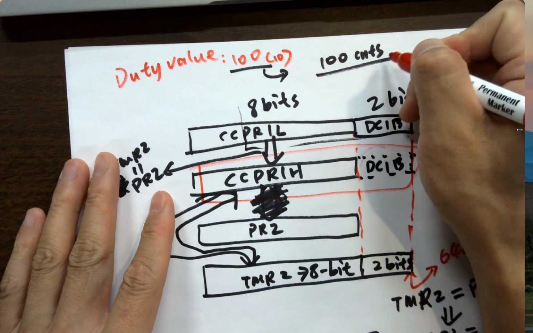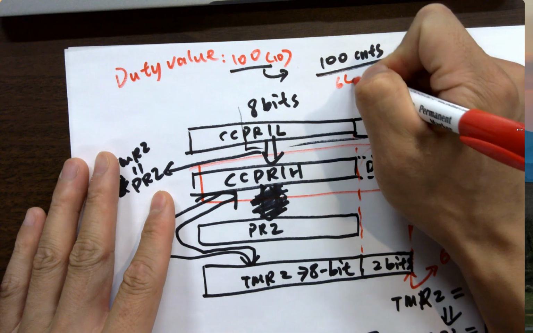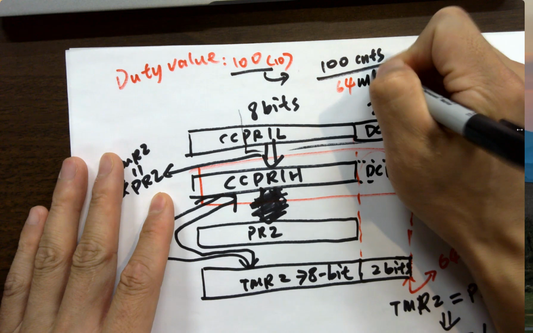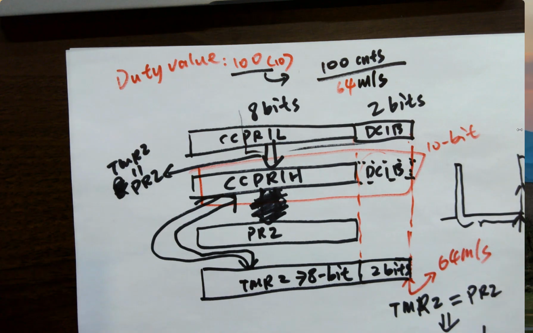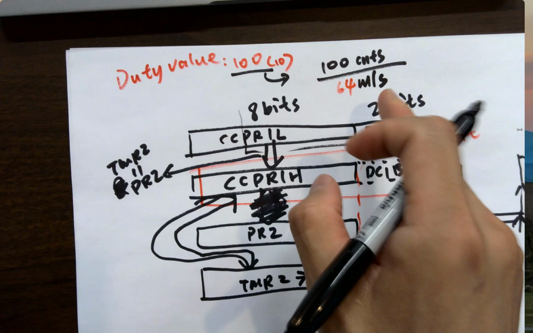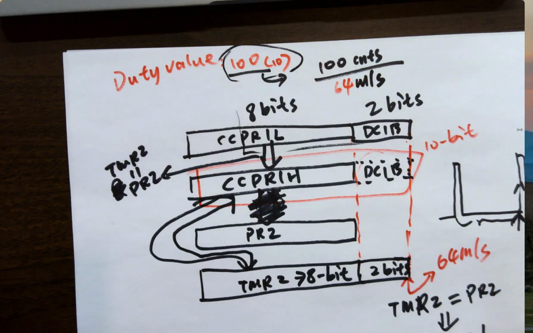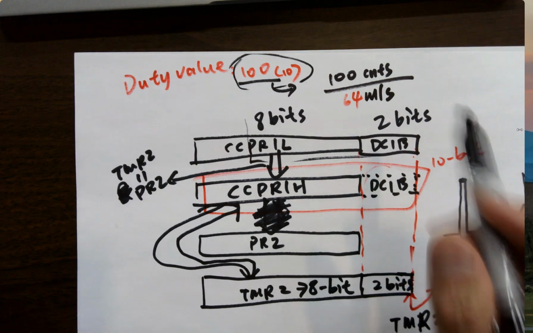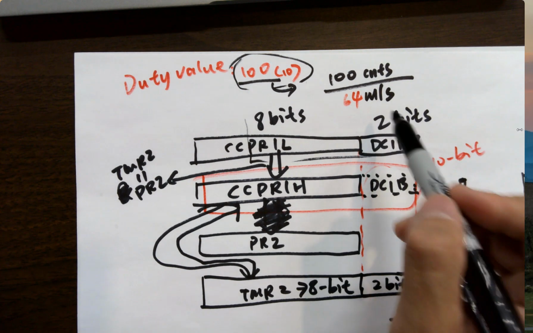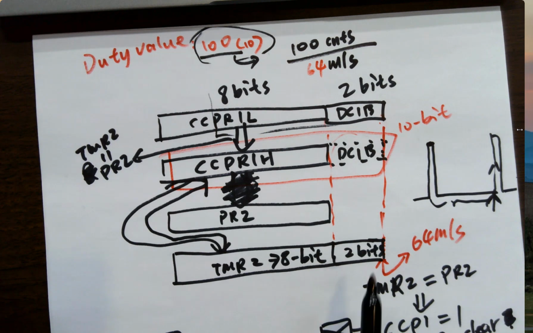Then how? Let's do it. Okay. 100 counts divided by what? Keep in mind, if you see this on the exam, if I give you a duty value, a number in decimal, how do you find out the time? Divided by 64 megahertz. It has to be 4 times faster, okay? Not the 16 mega. So the duty value is not the actual duty value that we want. It's the duty value that we have to put into this register to get a different time.